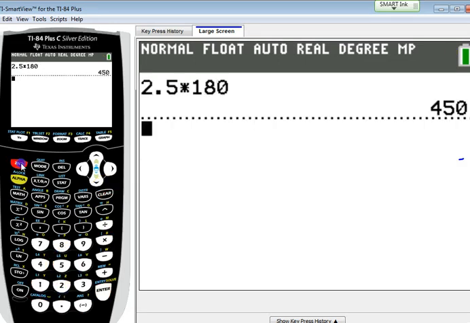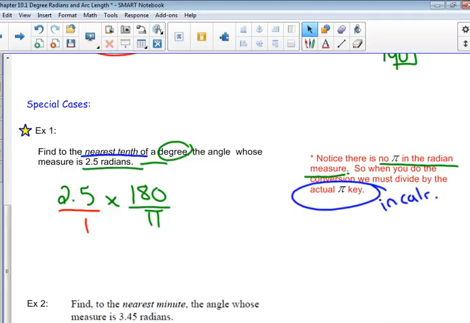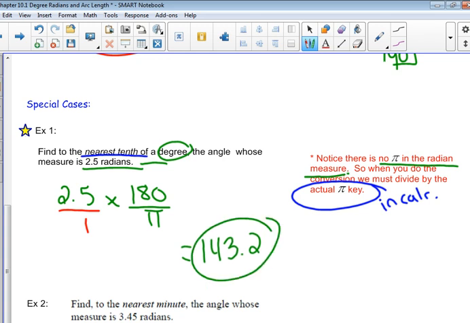Now we're going to have to divide by the actual pi key. To get the pi, you do second, little caret. Second caret gives you the pi. So you would get this long, big answer: 143, and they want the nearest 10th, so 143.2 degrees. Yeah, degrees. Thanks, Pam. Yeah, there's a degree.